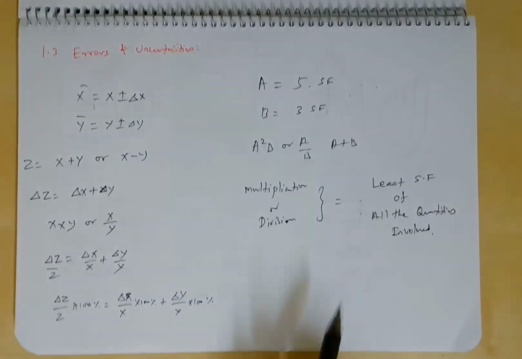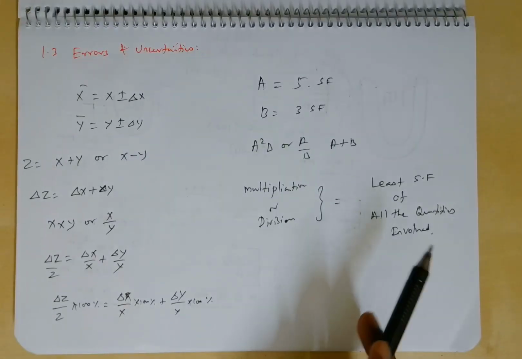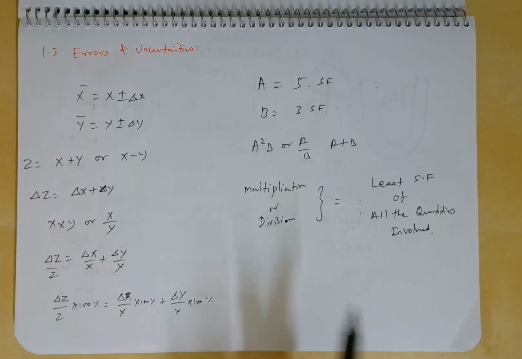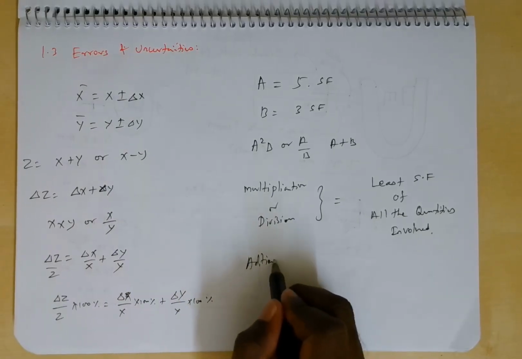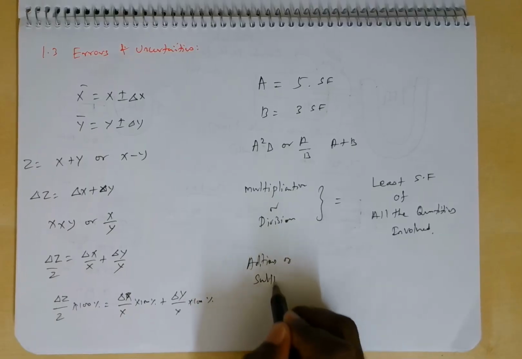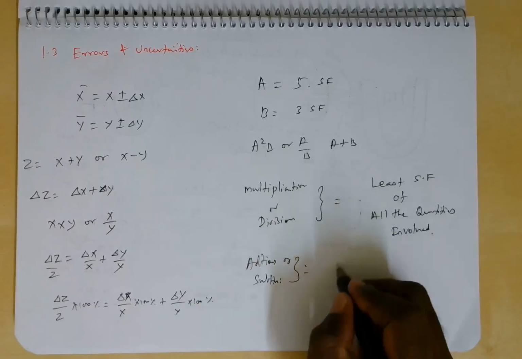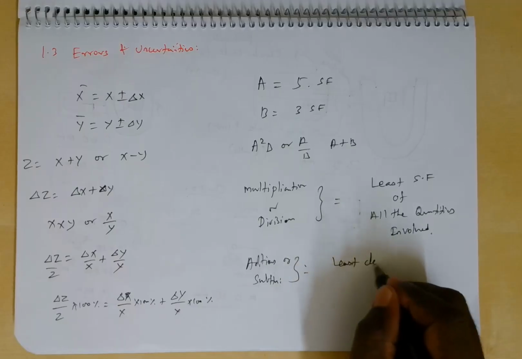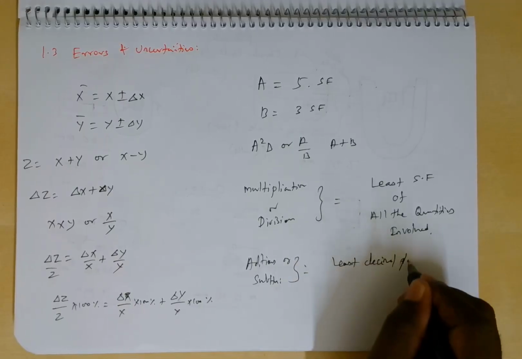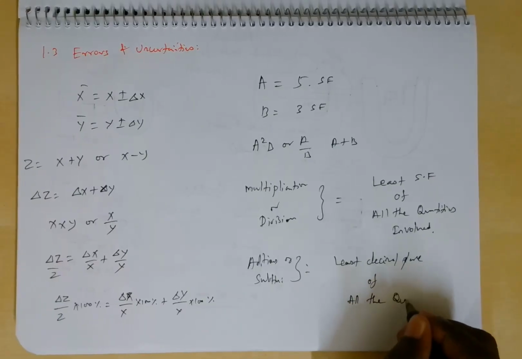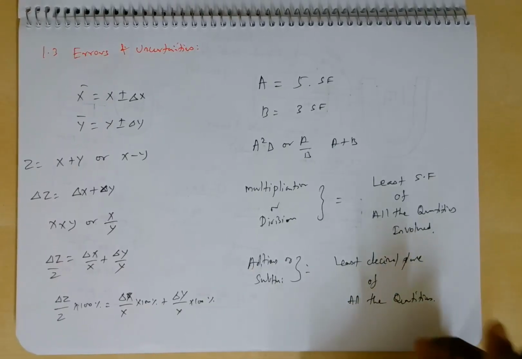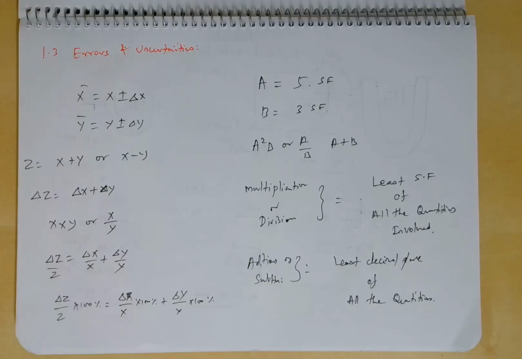Do you understand this, sir? For example, in this case, you should use 3 significant figures. So if it is addition or subtraction, you should use the least decimal place of all the quantities. Is it clear?